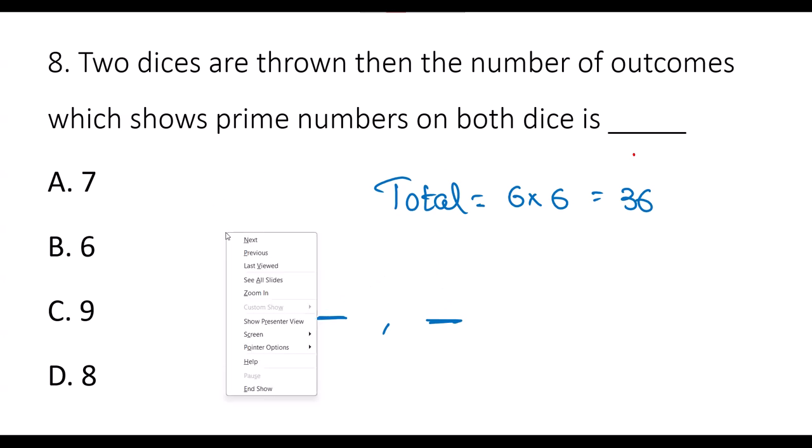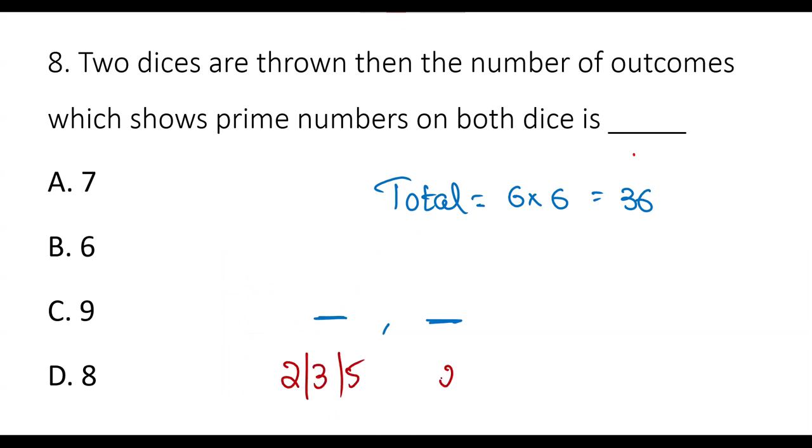For the first one, prime number, how many chances? Prime numbers are 2, 3, 5. Here also 2, 3, 5. There is no rule that if the first die is showing 3, the second die 3 should not be there. There is no such rule. 3 into 3, 9 is the answer. 9 outcomes are there which will show both prime numbers.